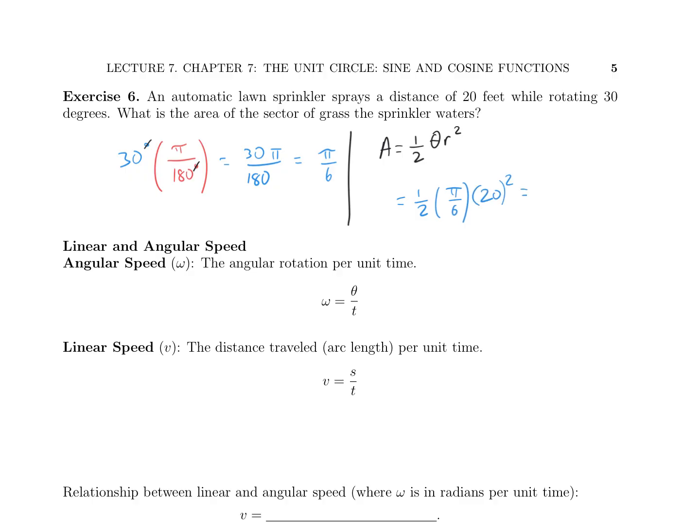which if you do this on the calculator, once again, we want a decimal for this. If you round to one decimal place, you should get 104.7, and the units are in feet, so area would be units squared, so feet squared.